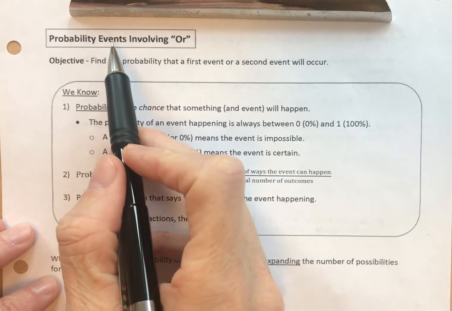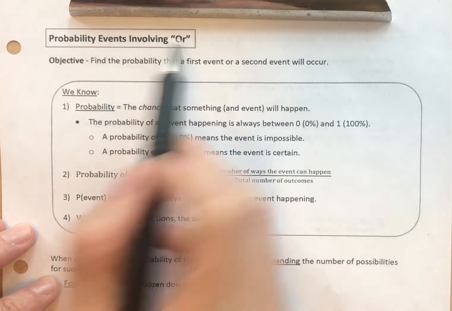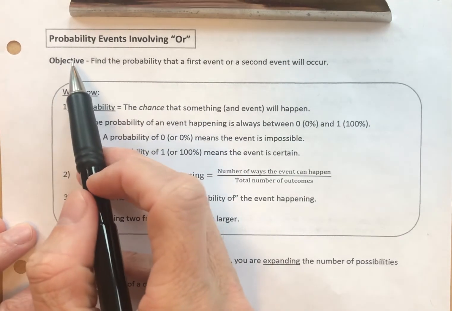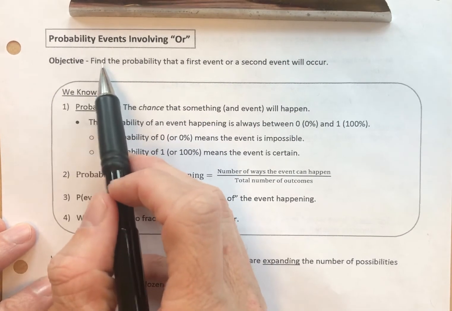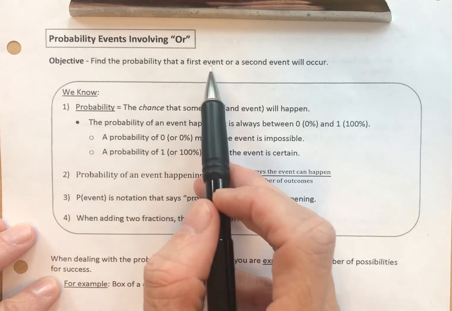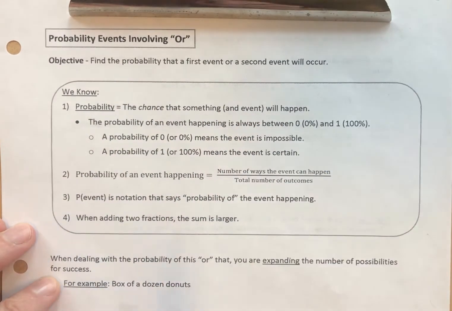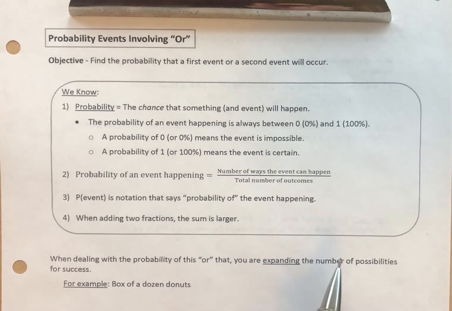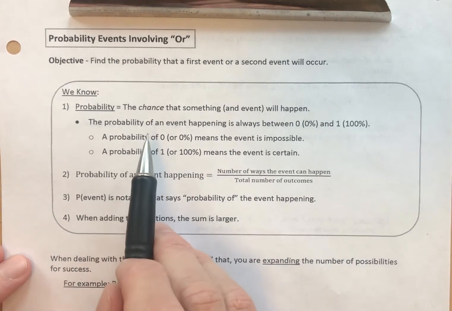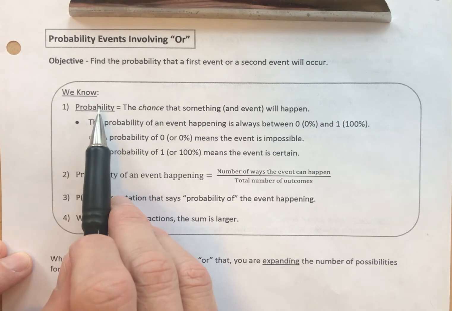Probability events involving the word or. Our objective: we want to find the probability that a first event or a second event will occur. All right, so let's take a look at what we know. We know what probability is.